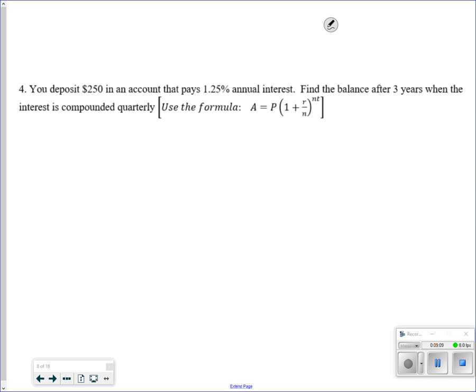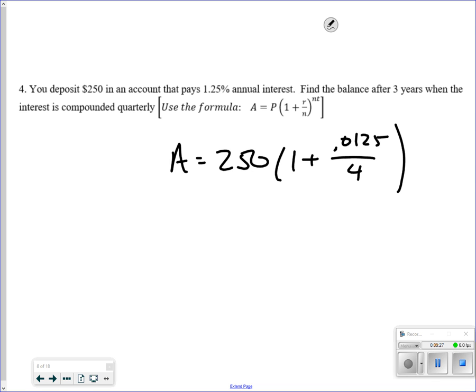Giving you a formula again. You deposit $250 in your account, 1.25% annual interest, compounded quarterly. Find the balance after 3 years. So I'm going to put in $250, 0.0125 quarterly, so 4 times a year. And so we're going to do that for 3 years.